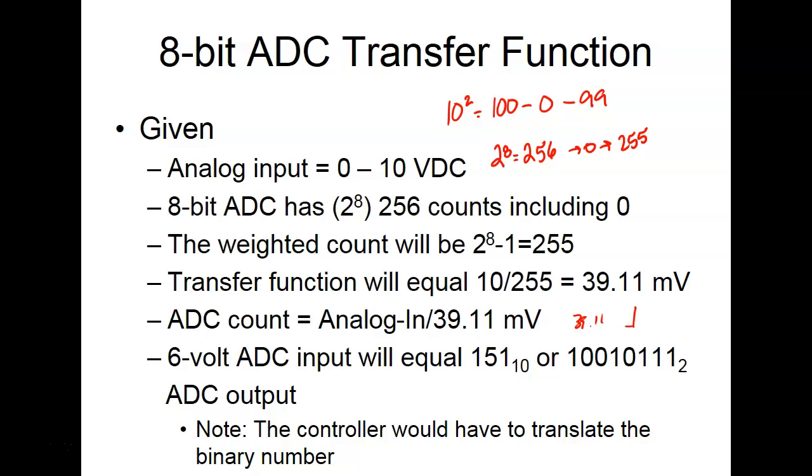So what we have to do is figure out what our maximum output is, which in our situation is 10 volts. If I take 10 volts and divide it by the maximum number of steps, that's 39 millivolts per step, right? So if I put 6 volts into it, I do the math, and that's going to give me a count of 151, which I've got right here in binary. Anybody know how to go from binary to decimal?